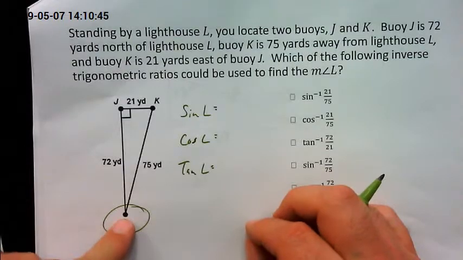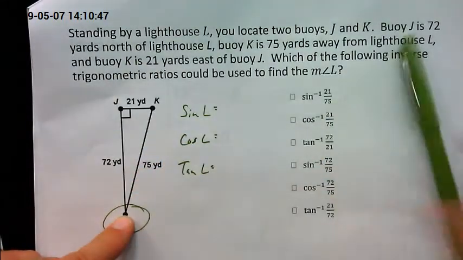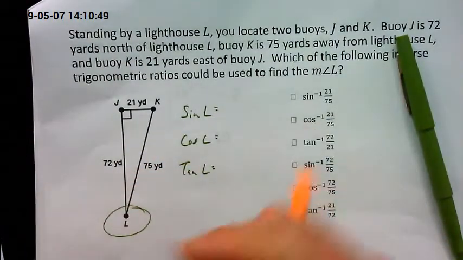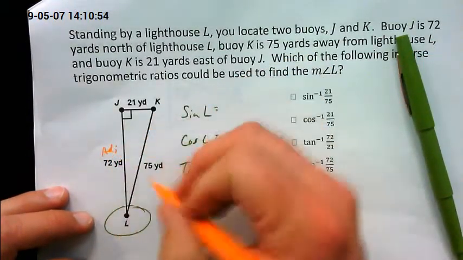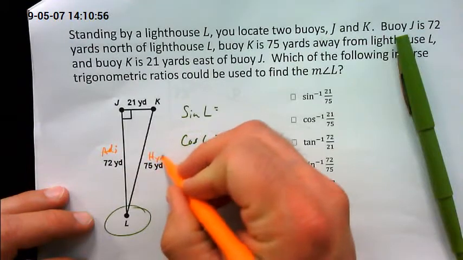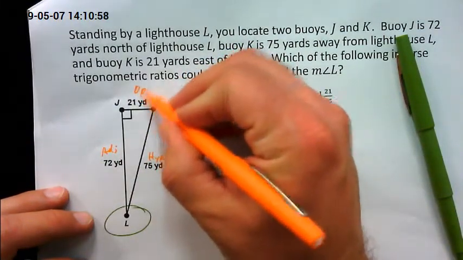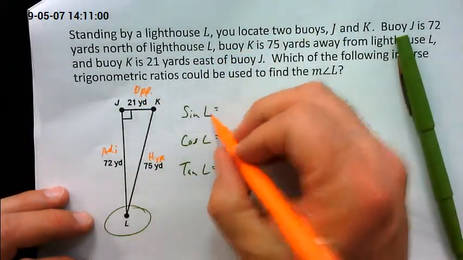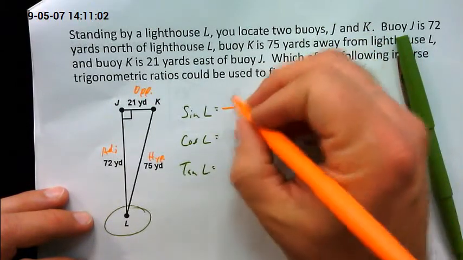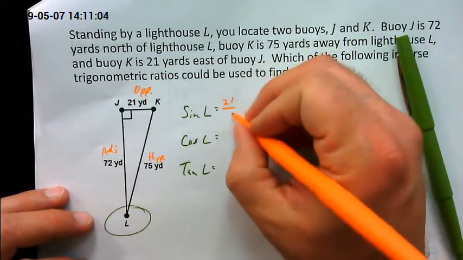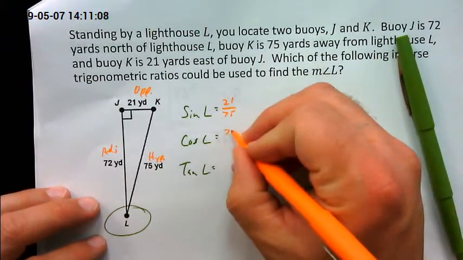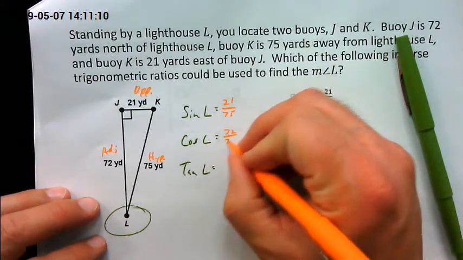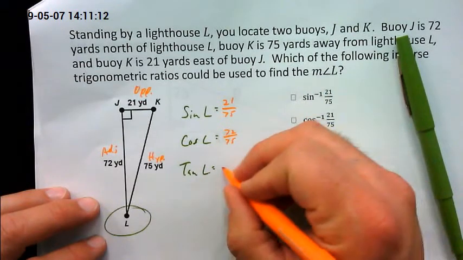If I was doing sine of L, well, let's go ahead and label these sides. What are the different parts? So what's this side? Adjacent. This is, and this is. So sine of L is going to be 21 over 75. Cosine would be, and tangent.